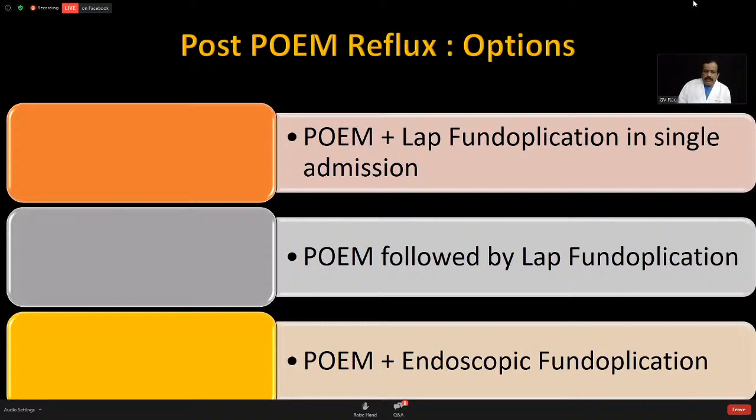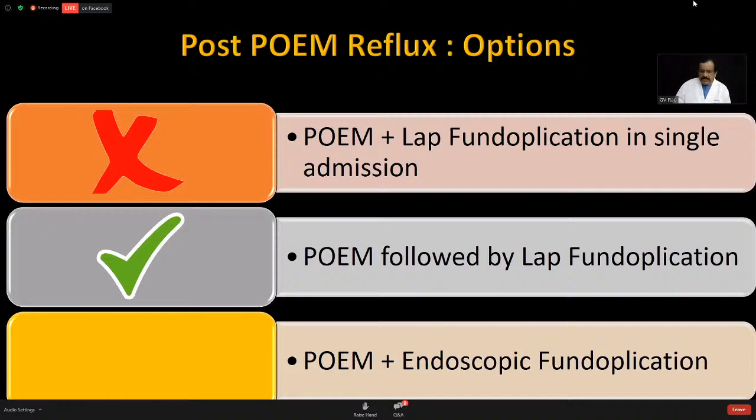Maybe an anti-reflux procedure. So for post-POEM reflux, we have three options. POEM plus laparoscopic fundoplication in the same admission: absolutely, I don't think this is advisable, because if you have to do it, we can do a laparoscopic procedure per se. Now, POEM followed by laparoscopic fundoplication, yes, in patients who have reflux.